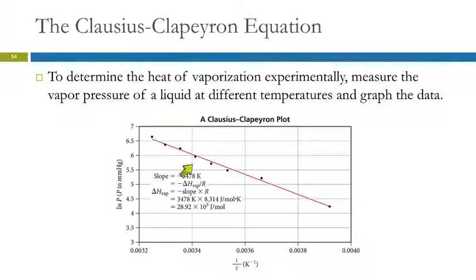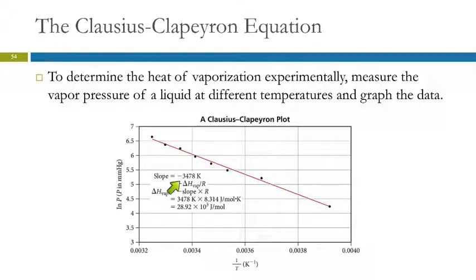So this line is not perfect. This is real data. Real data is not perfect. But you can see that it's a line. And if you looked at the correlation coefficient, you'd find that it's pretty close to 1. There's some random error, but it's distributed around the line. So some points are too high and some are too low. So we can find the slope here.